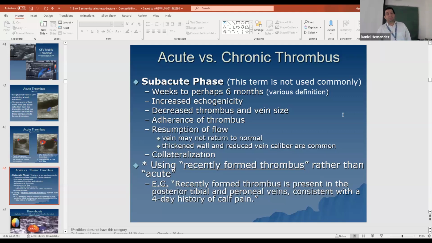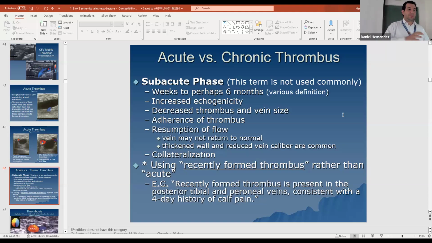After they form, the body again is trying to break it down. It can enter into what's called a more subacute phase. This is a term that's not commonly used, but could represent a period from weeks to perhaps even 6 months after that initial thrombosis, where there's increased echogenicity. We see a decrease in the amount of thrombus, so it's starting to lyse, the body's starting to break it down. And we also see a decrease or shrinkage of that vein.